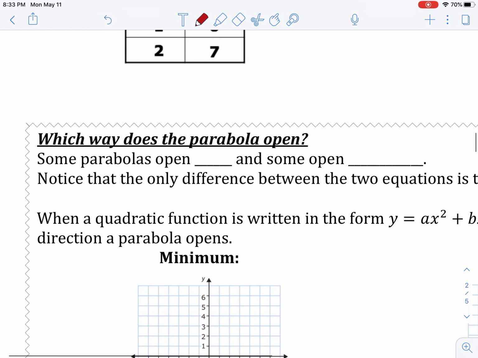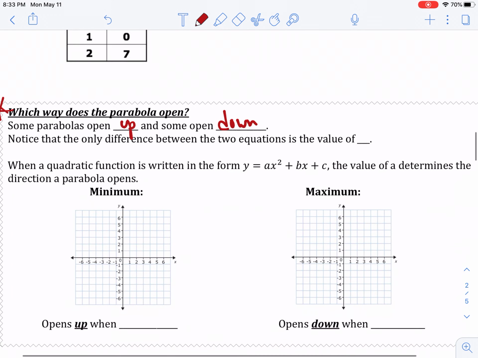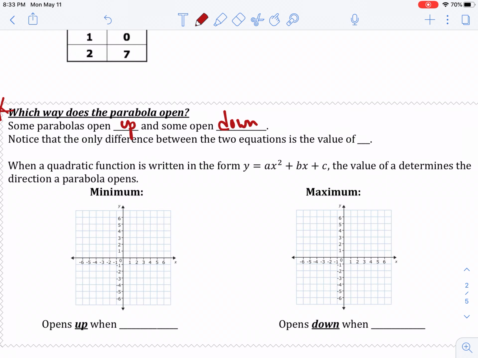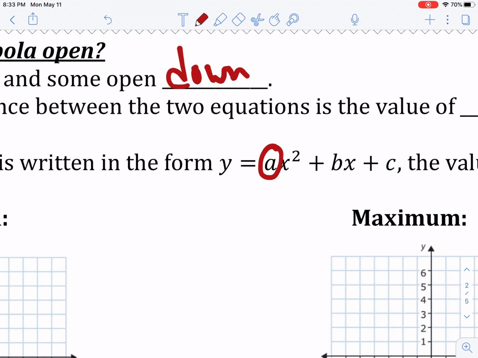Which way does the parabola open? Some parabolas open up, some parabolas open down, like we just discussed in the last video. So how do you tell which way they open from the equation? You look at the very first number in your equation. See this a right here?